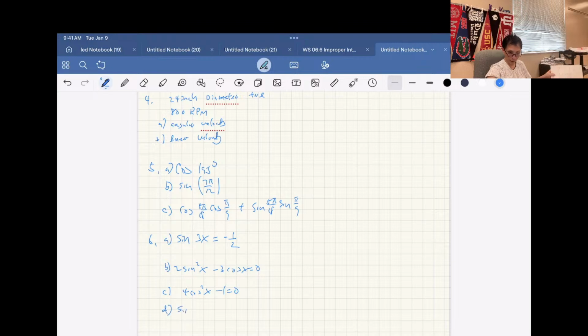D, you can have sine of 2x equals root 3 cosine of x. This is yesterday's homework. I think that's a very good question. I honestly like it. So this is the most recent stuff.